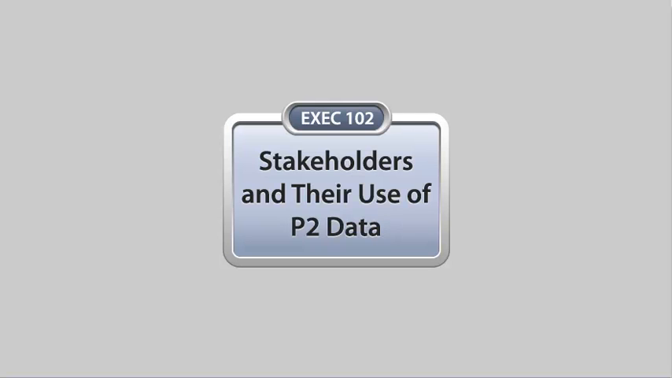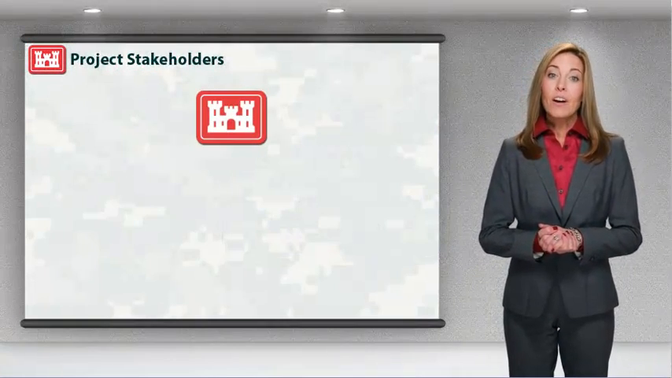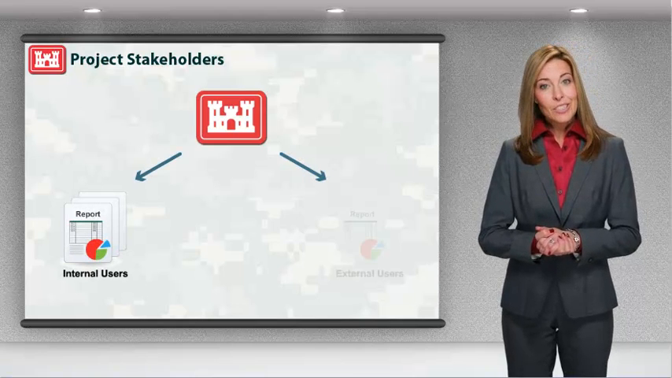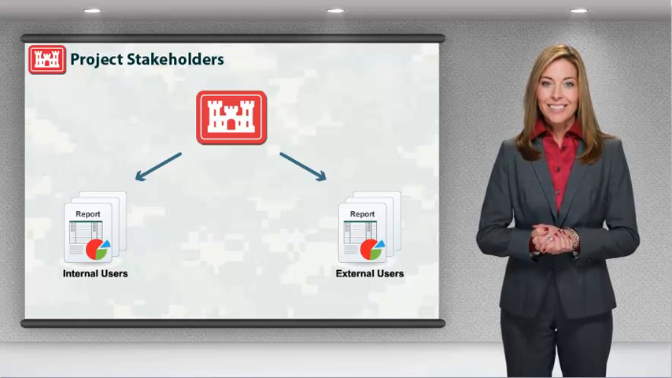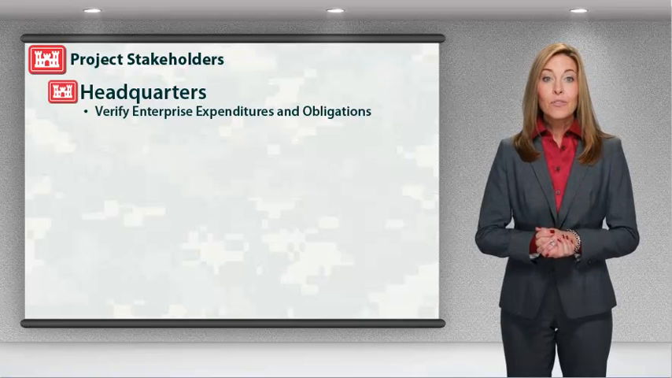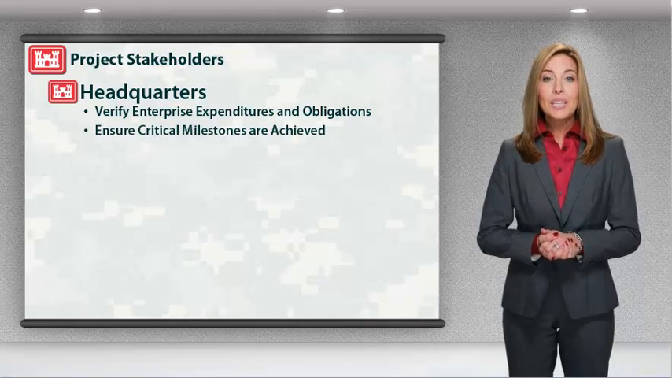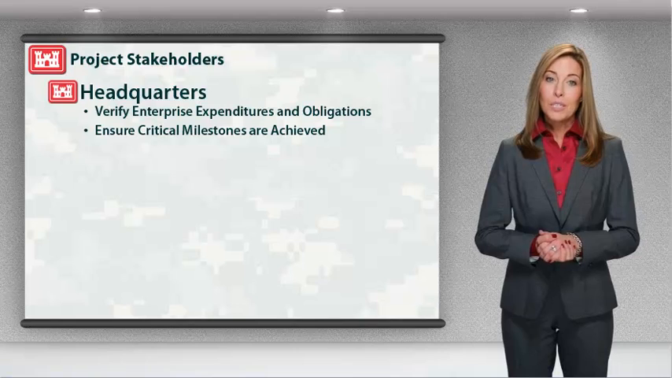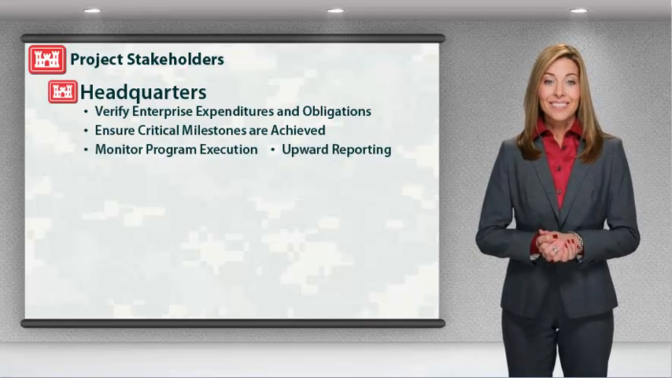Stakeholders and their use of P2 data. In addition to the PDT, there are other stakeholders, both internal and external to USACE, who need to be kept up to date on project status. For example, USACE headquarters uses P2 data to verify enterprise-wide expenditures and obligations and to ensure that critical milestones are met. Headquarters also uses P2 data to monitor program execution and for their upward reporting.